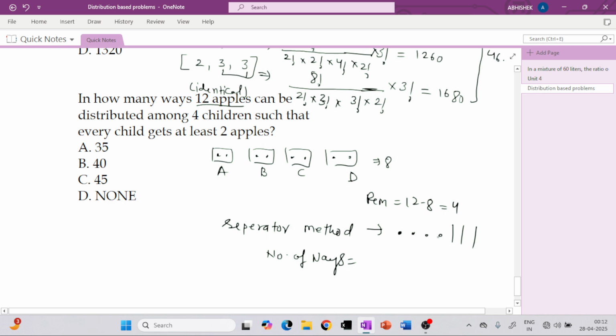So in this case the number of ways will be equal to: 1, 2, 3, 4, 5, 6, 7. Total 7 things are here. 7 things can be arranged in 7 factorial ways, divided by 4 factorial since the 4 apples look the same, and 3 factorial since the 3 separators look the same. So it will become 7 factorial divided by 4 factorial into 3 factorial. After solving this, you will get 35 as your answer. Option A is correct.